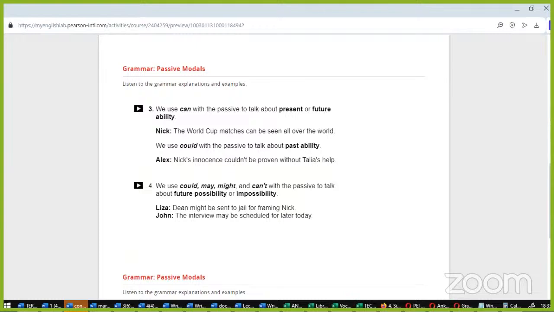We use can with the passive to talk about present or future ability. The World Cup matches can be seen all over the world. We use could with the passive to talk about past ability. Nick's innocence couldn't be proven without Talia's help. We use could, may, might, and can't with the passive to talk about future possibility or impossibility. Dean might be sent to jail for framing Nick. The interview may be scheduled for later today.